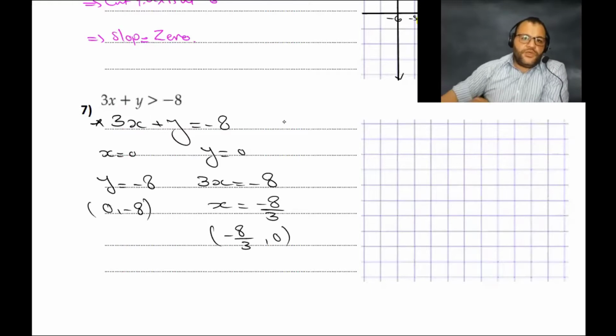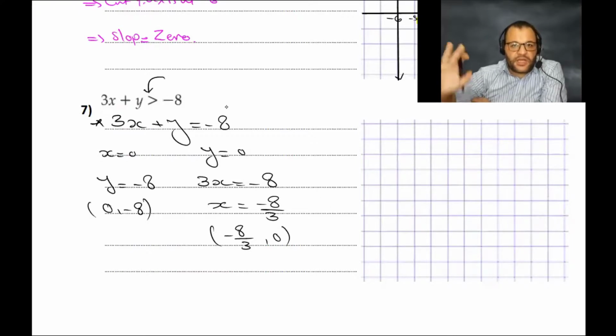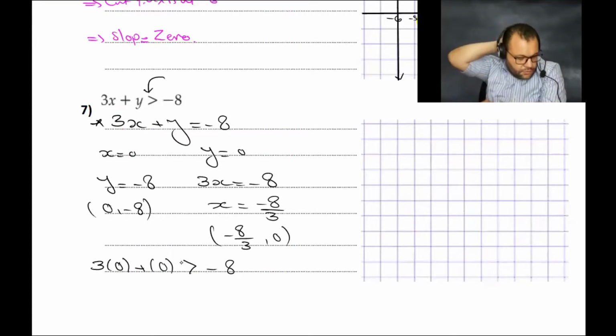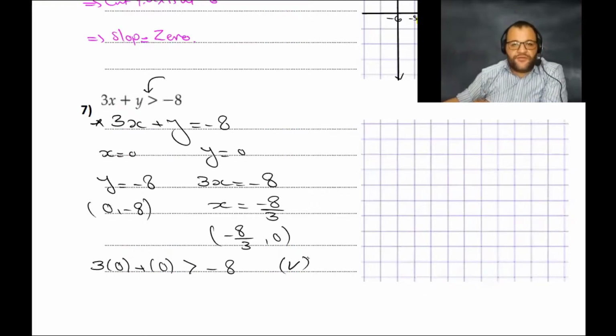Then which part will be shaded? The part which contains the point 0 and 0, or not 0 and 0? Because we have here more than, it means you have to graph the line and the shaded part will be above the line. But we need to check. We can replace: 3 times 0 plus 0, is it greater than -8? Yes or no? Yes. It means the shaded part will be the part which contains the point 0 and 0. If you draw any line, you will have two regions. One part contains 0 and 0, one part doesn't. The part to be shaded is the part which contains the point 0 and 0.